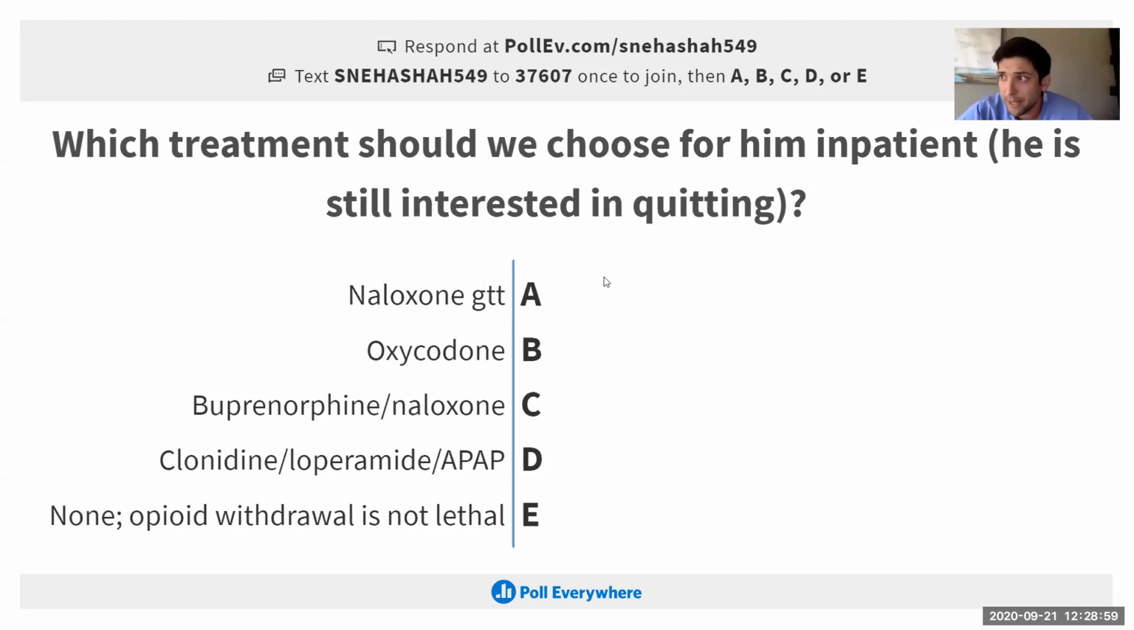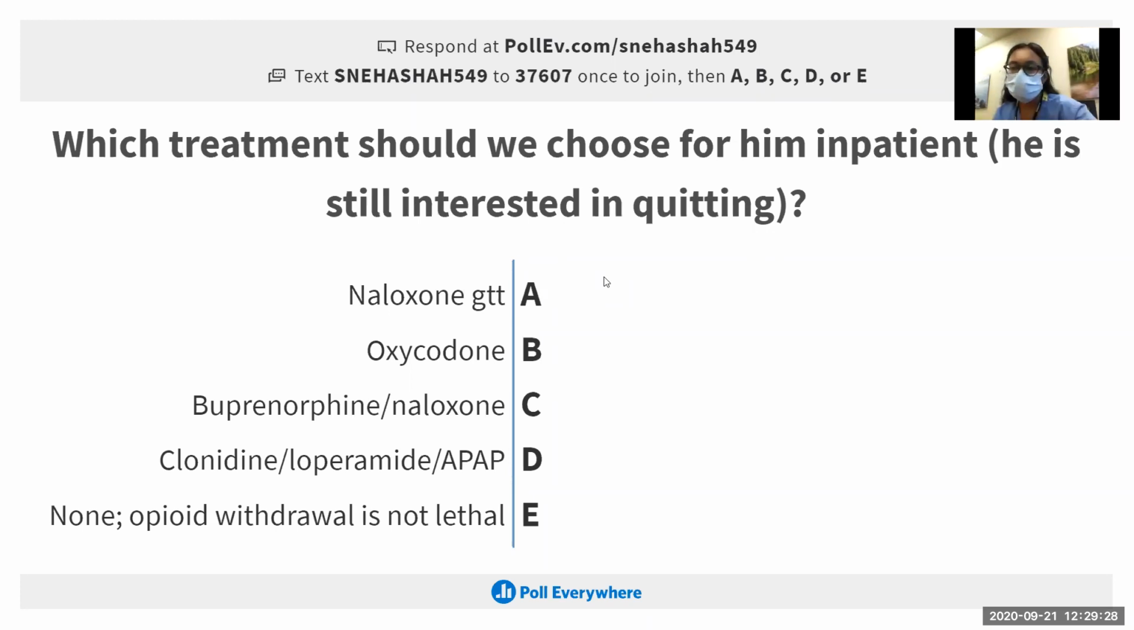Oxycodone and other opiates in the hospital are not a terrible idea, especially if people really don't want to quit. I think it's not a terrible idea to give them some long-acting opioid. It's just not the best idea. Clonidine and loperamide are fine, right? They're going to treat symptomatically, but they just don't do nearly the amount that Suboxone does to help people in the hospital. The real answer for this should probably just be buprenorphine alone, because you actually don't need the naloxone component. So when you order this in the hospital, you can just do buprenorphine.